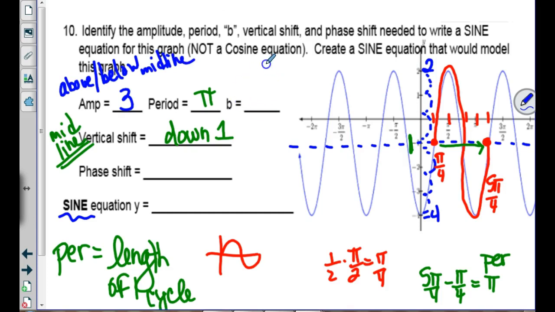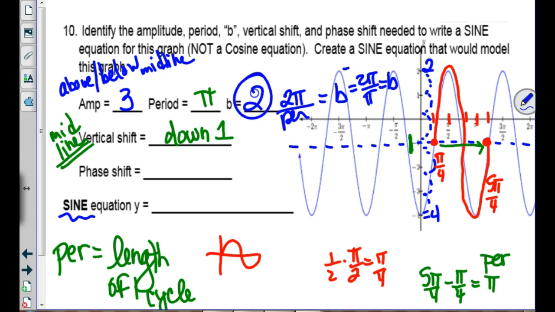Okay. And the b value, just like 2 pi divided by b gave you the new period, the same is true the other direction. 2 pi divided by the period will give you b. All right. So 2 pi divided by pi makes b just 2. Questions on that?